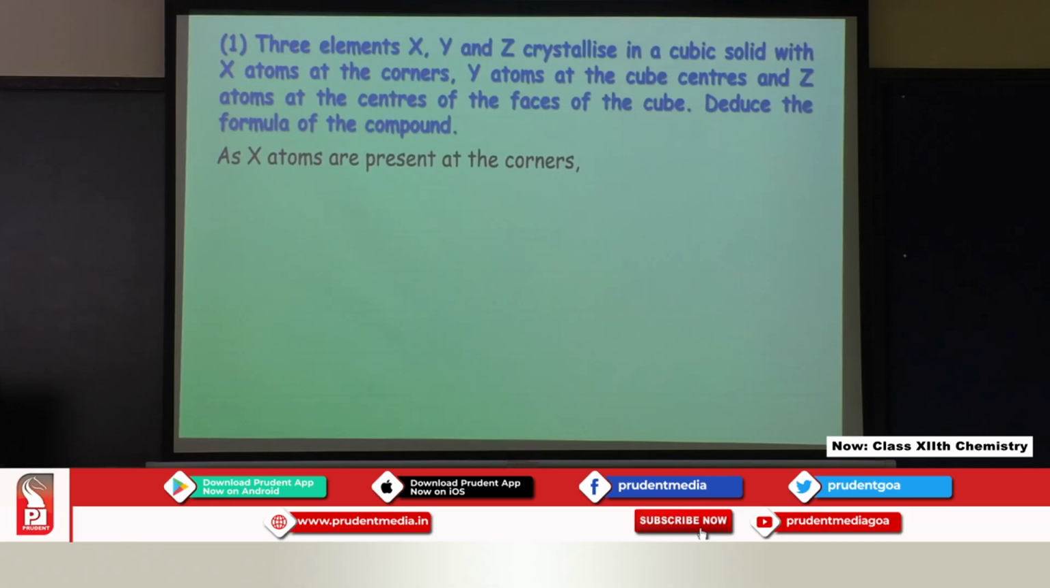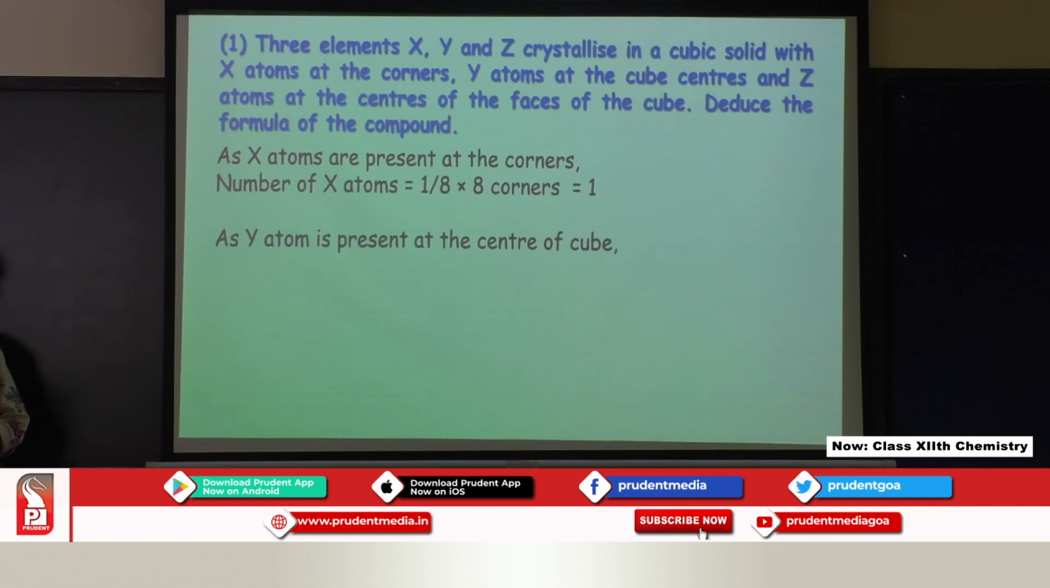The given data tells you that X atoms are present at the corners, and hence the number of X atoms will be 1 by 8 multiplied by 8 corners of the unit cell. So we have accordingly a value of 1.